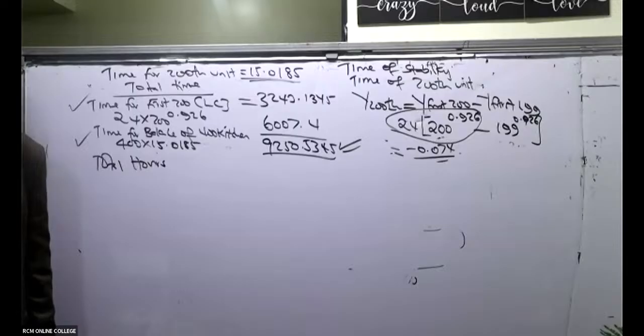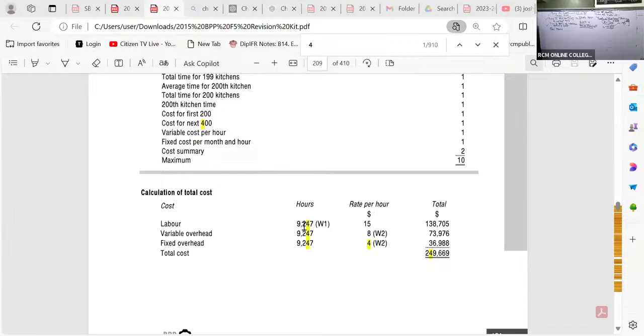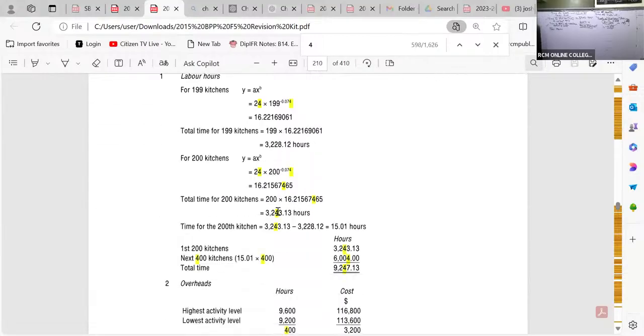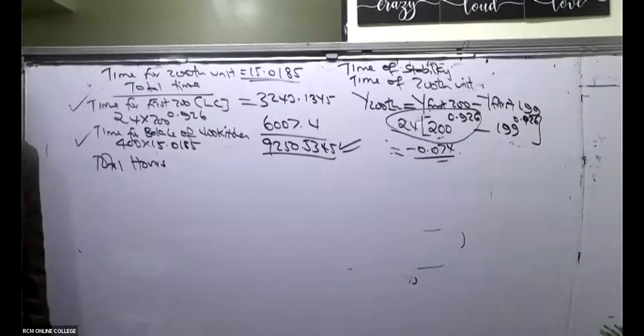So when you check here, you can see number of hours, 92.47. They are getting 92.47 because of rounding off. Their method is normally a bad method because they use this average. They do so many things before they get this, like 32.43. We got 32.43 ourselves, and then we have 6,004. You can see even here they took 15.01 instead of 15.0185. But now we've done a very good job. The only thing left now to do is this one here.